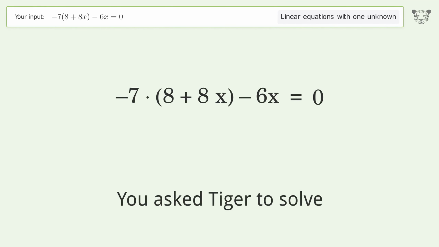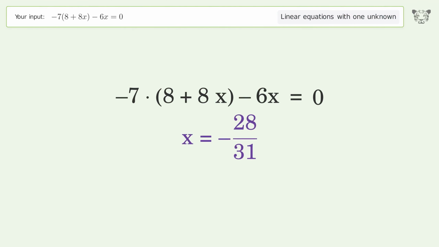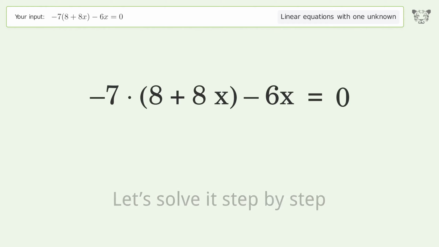You ask Tiger to solve. This deals with linear equations with one unknown. The final result is x equals negative 28/31. Let's solve it step by step.